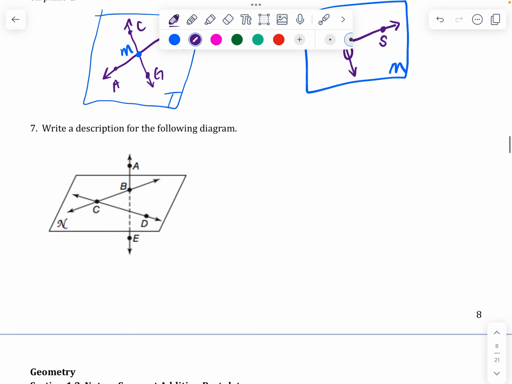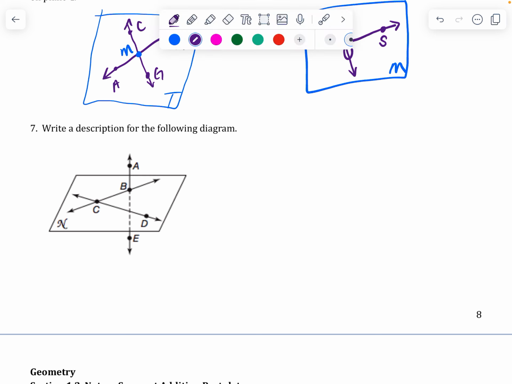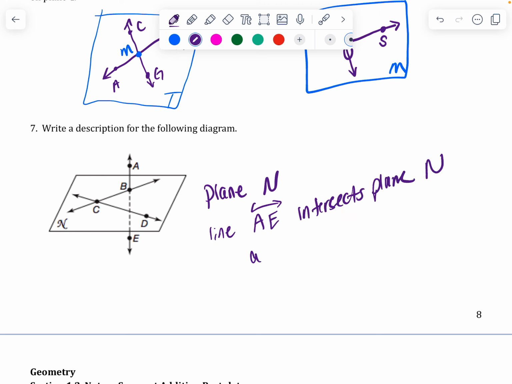Write a description for the following diagram. We could say that it's plane N. We could say that line AE intersects plane N at point B. We could say that line CB intersects line CD, etc. So there's lots of things we could talk about there.